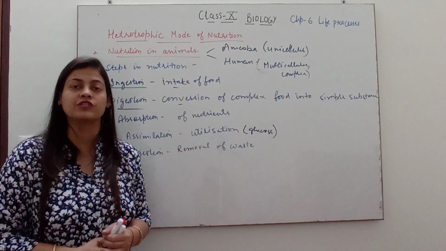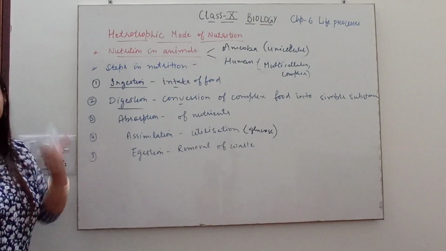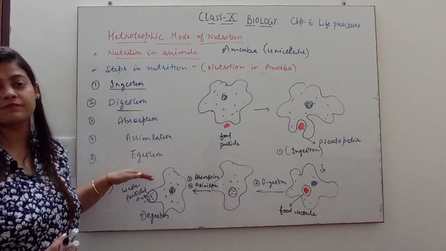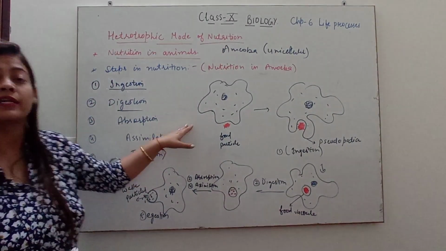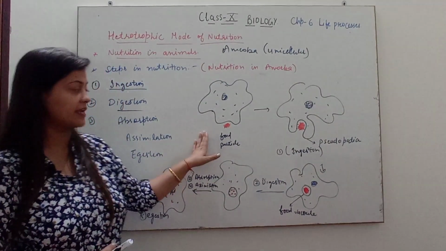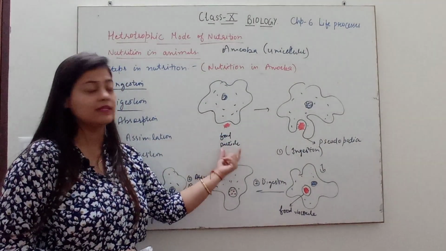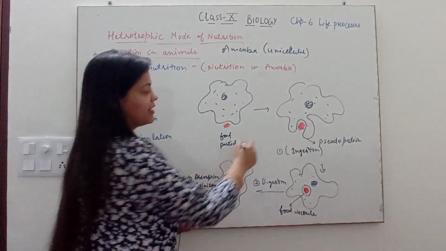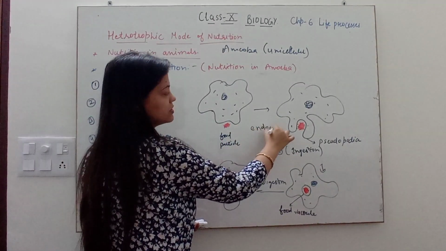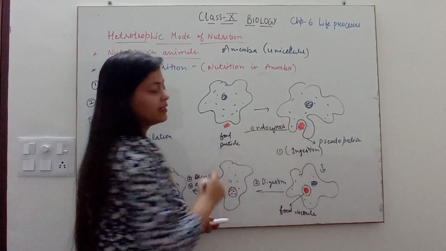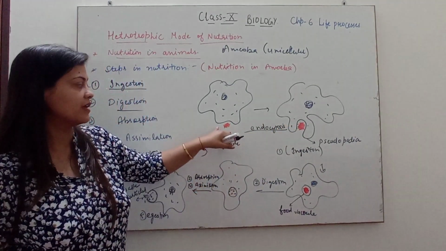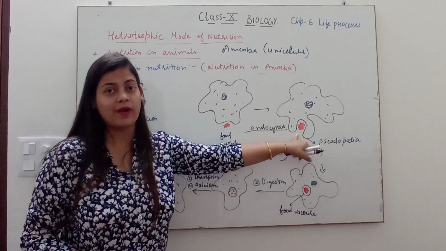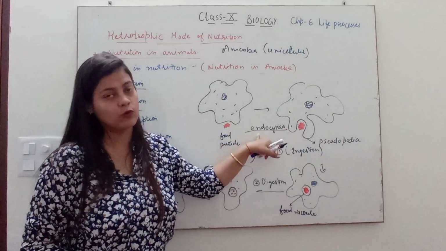Now we will take up nutrition in amoeba. So let's see nutrition in amoeba. The same steps will be followed in amoeba also. You know that amoeba is a unicellular organism, and the process of intake of a food particle by amoeba is called endocytosis. This you have already studied in class 9, that whenever a food particle comes near amoeba, it engulfs this food particle, and this process is called endocytosis.